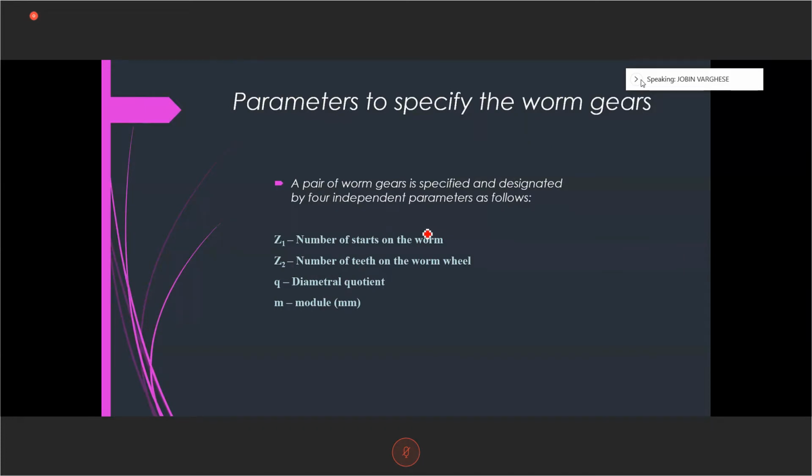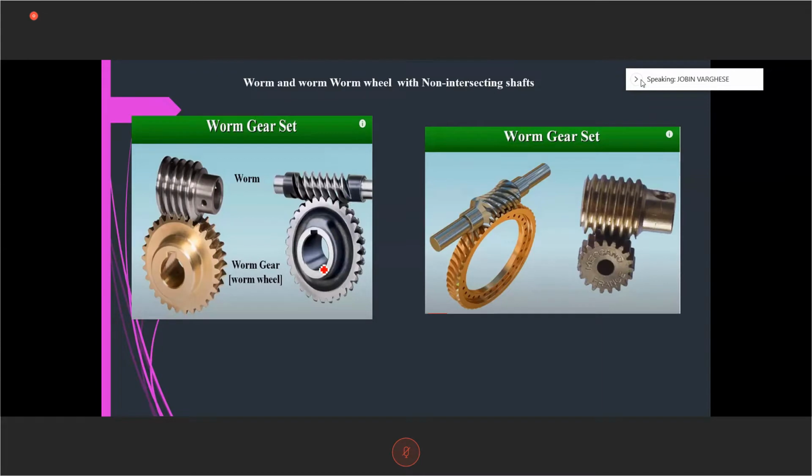Let's come to the worm gears. The basic parameters used for designing are Z1, Z2, q, and m, where Z1 is the number of starts on the worm, Z2 the number of teeth on the worm wheel, q the diameter quotient, and m the module, as we have seen. We'll come to these in detail in later sessions.